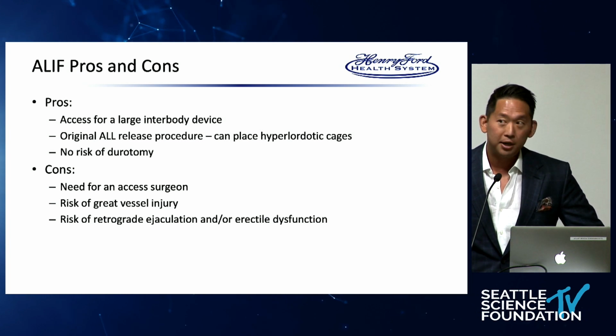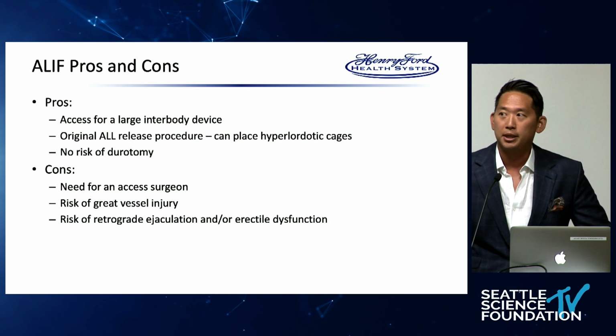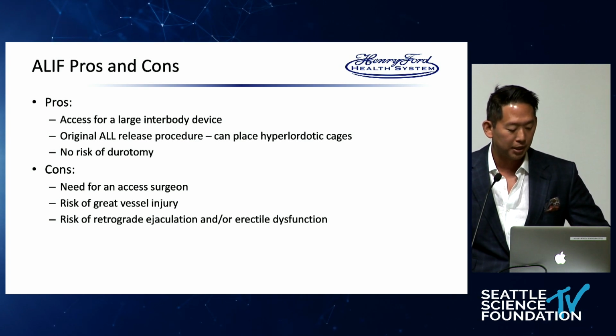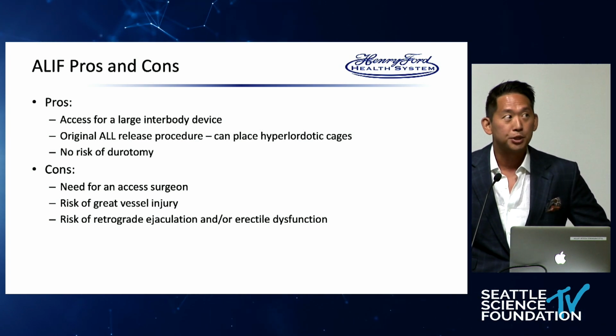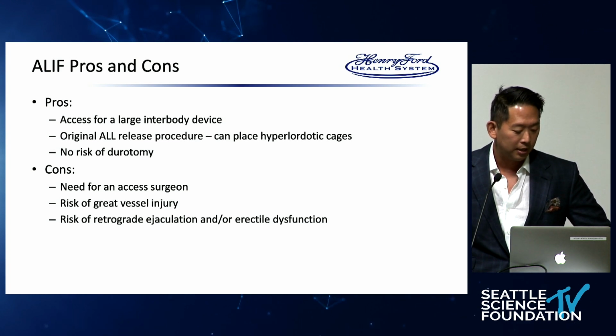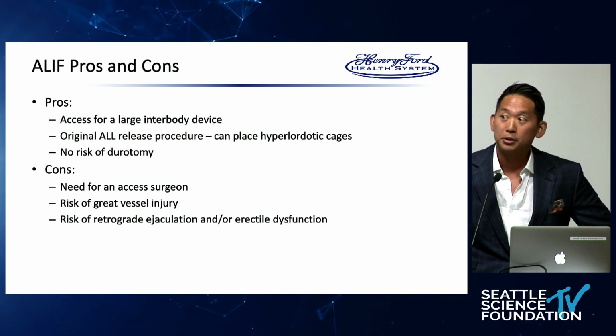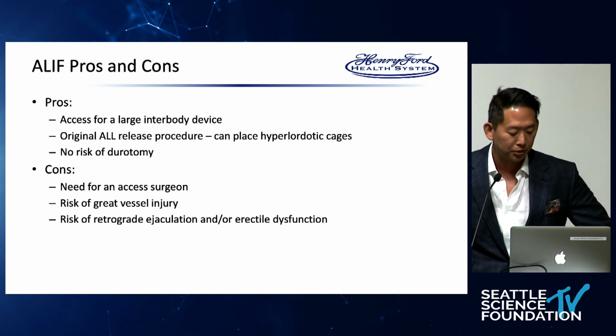As far as disadvantages, not everyone needs an access surgeon to do this, but typically a lot of people do, so that's a limitation. There's risk of great vessel injury as well because that's in the neighborhood. And then also for men, there's risk of retrograde ejaculation or erectile dysfunction, which is an important consideration, especially if you have younger patients who still want to have families. Although it's a pretty rare complication, if it does happen, it could be potentially pretty catastrophic.